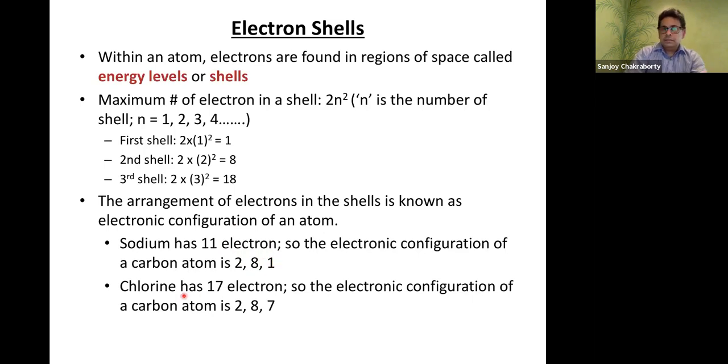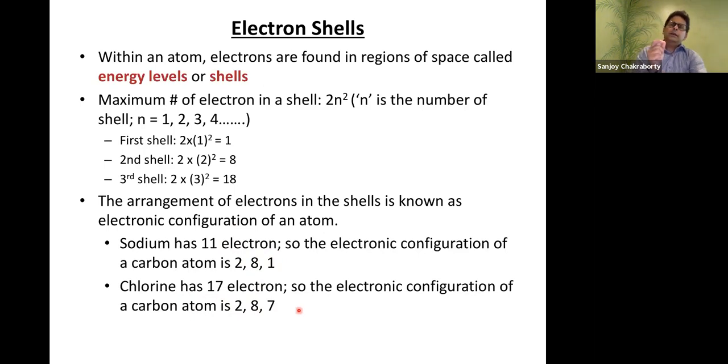Same thing, chlorine. They have 17 electrons. So 2 must go to the first, then 8 go to the second, so 8 plus 2 is 10, and the remaining 7 go to the third, and so on. That's how we write electronic configuration.